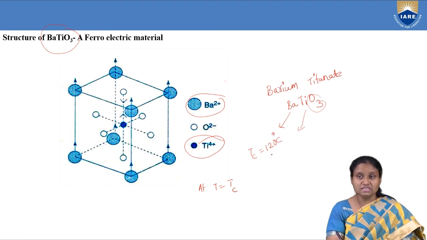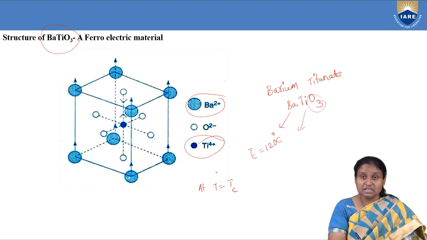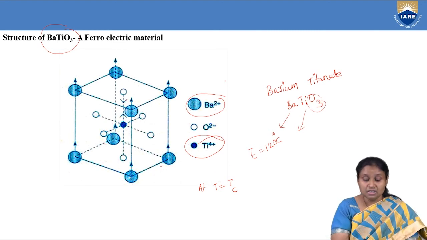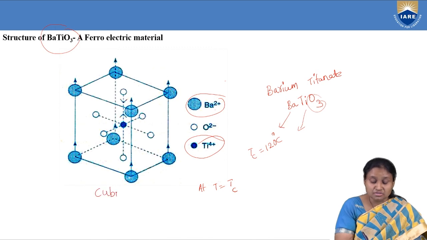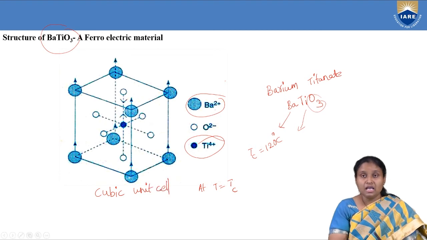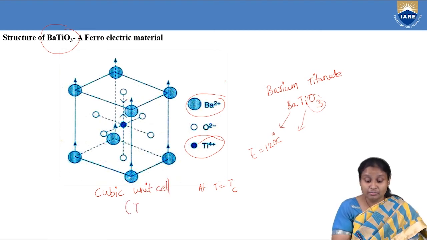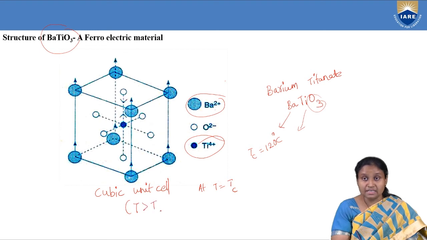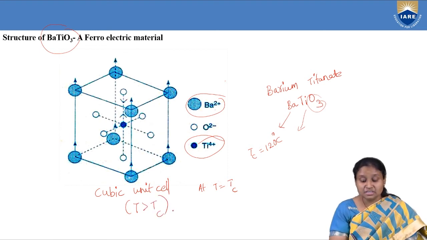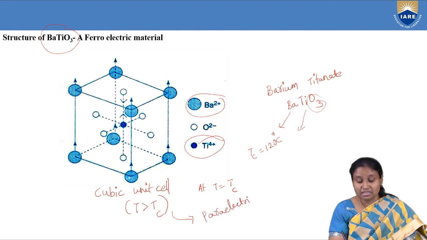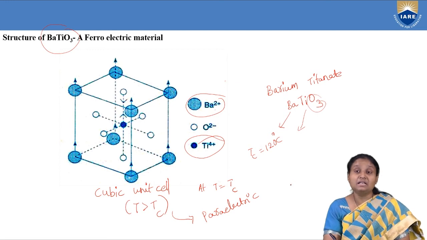It means that below this Tc, barium titanate will behave as a ferroelectric material. Above Tc, it will behave as a paraelectric material. This particular structure shown in the figure is a cubic structure. It represents the cubic unit cell of barium titanate, which is present only at temperature T equal to Tc or T greater than Tc. In which state is it? Paraelectric state. So barium titanate is not in the ferroelectric state, but in the paraelectric state.